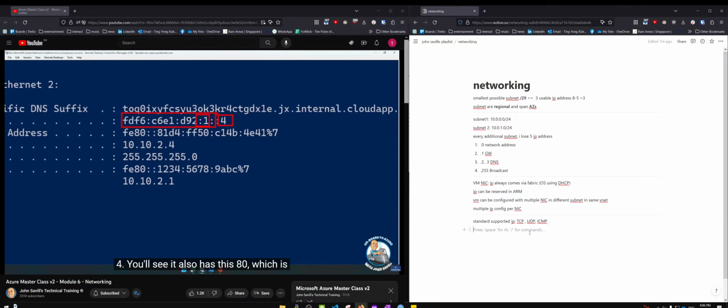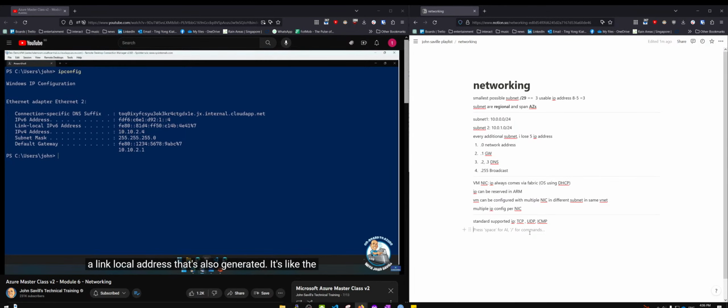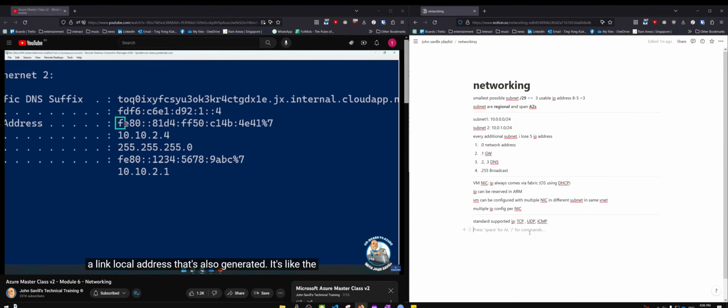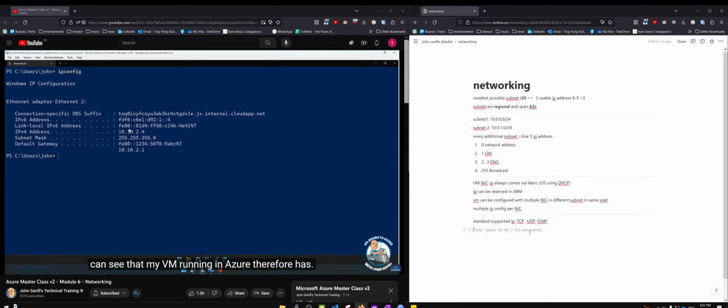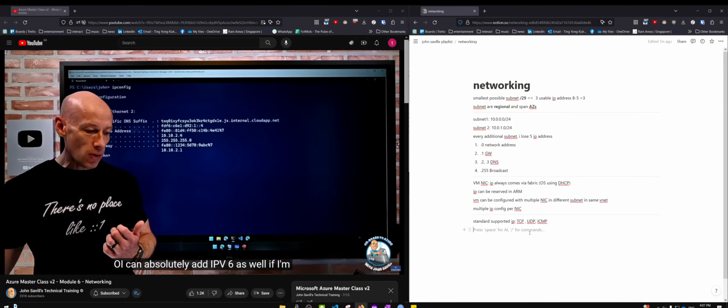So it uses 4. You'll see it also has this FE80, which is a link local address that's auto-generated. It's like the old IP address we got if we used DHCP and a server couldn't be found. Was it 169 or something? That's the equivalent of there. But we can see that my VM running in Azure has this IPv6. So I have my regular IPv6, and I always get a link local. I can't turn off the link local in IPv6. I'm always going to have it, but those are available for me. So I can absolutely add IPv6 as well if I'm ready to use it.